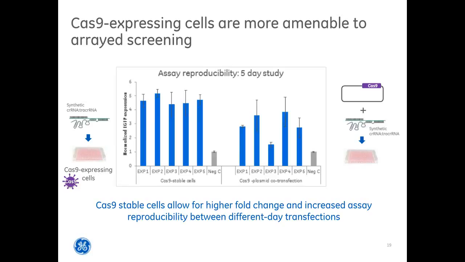Now, as you can see on the left, we had much higher fold change and much better day-to-day consistency when using the stable Cas9 cell line and then simply transfecting the synthetic CRISPR tracer RNA. Whereas co-transfection of the Cas9 plasmid with the guide RNA, shown on the right, was much less consistent and really didn't give as effective results overall in terms of high GFP expression with this positive control. So we went ahead with the Cas9 expressing cells.